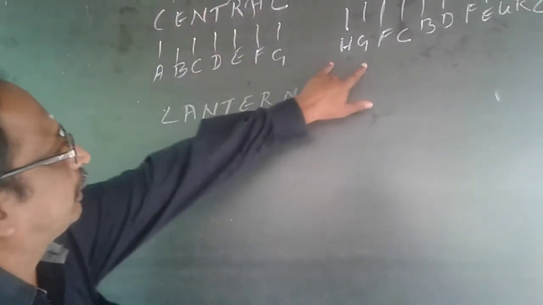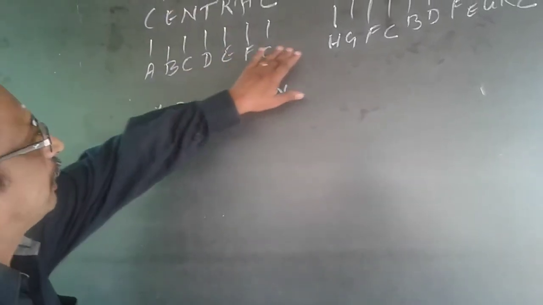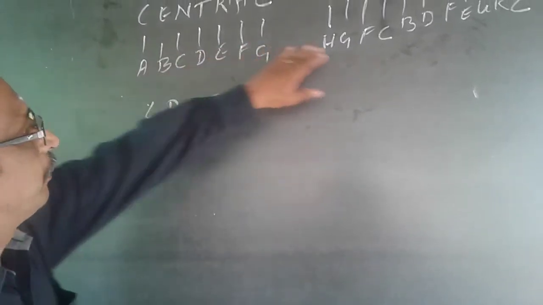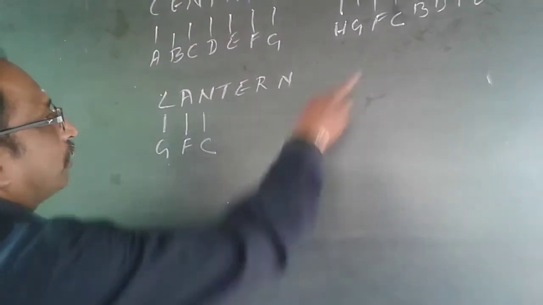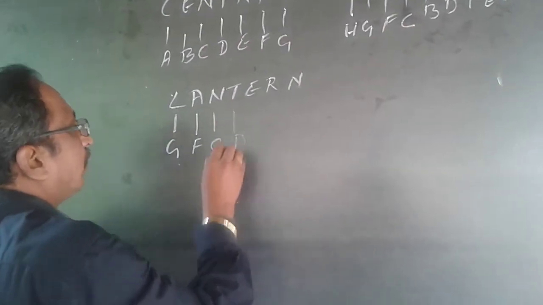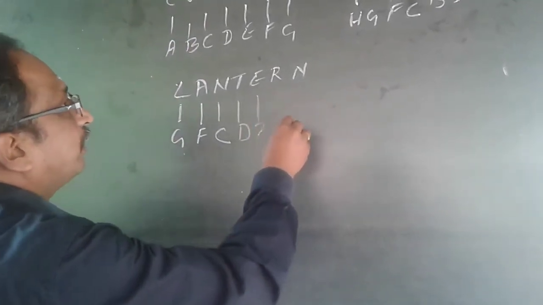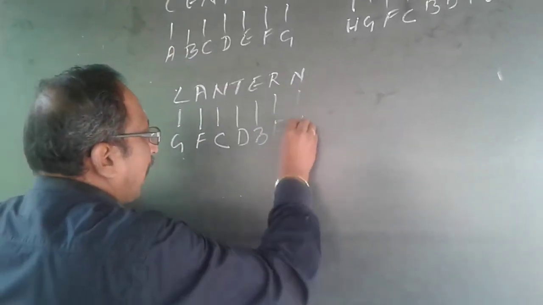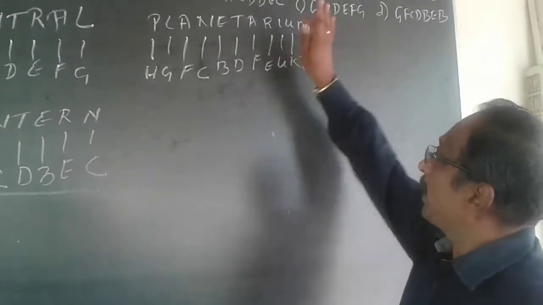L is coded as G in both the places. So you will have to treat L as G. Similarly, A is coded as F in both the places. A will be F. And N is coded as C in both the places. N is C. T is coded as D. So T will be called as D here. And E is called as B. R is called as E. And N is called as C. So the answer is GFCDBEC. It is the B option. The answer is GFCDBEC. It is the B option.